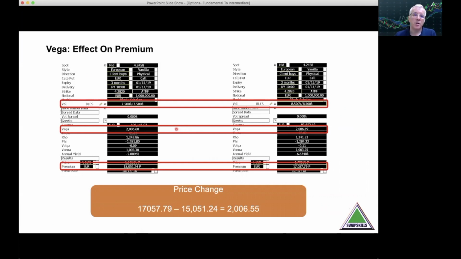So concentrating on the option on the left, let's go down a bit. The premium for the option on the left is €15,051. That's based on 7.5% volatility. If you look at the premium on the right, I moved volatility up from 7.5% to 8.5%. What's happened to the premium? Of course, it's gone up. To what level? €17,057. If you look at the difference between those two prices, between 17,057 and 15,051, there you go, that was your Vega. So that's how Vega shows you the price difference according to a change in volatility.